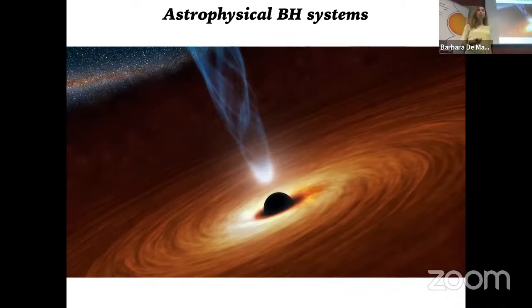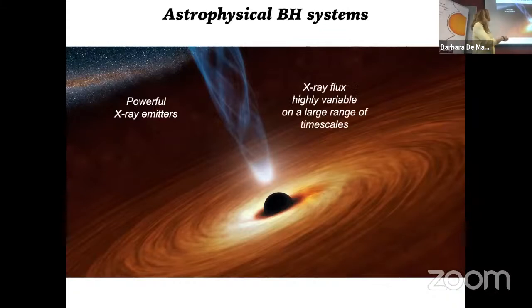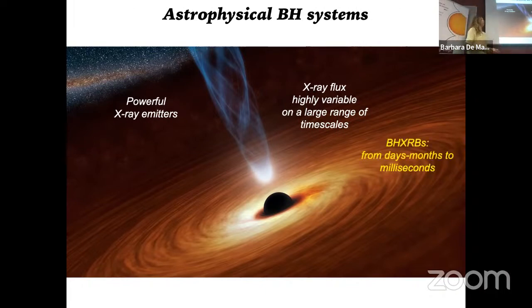Okay, so astrophysical black hole systems are very interesting systems. They have a lot of peculiar properties, but the properties that interest us the most are the fact that they are powerful X-ray emitters, and this emission allows us to actually observe and study them. This emission is not only powerful, but shows incredibly strong variability. We can see the flux varying on a wide range of time scales, which depends on the mass of the black hole. For stellar mass black holes, we can see variability over days to months, which is the time scale of an outburst, as we will see, down to milliseconds or even shorter time scales.